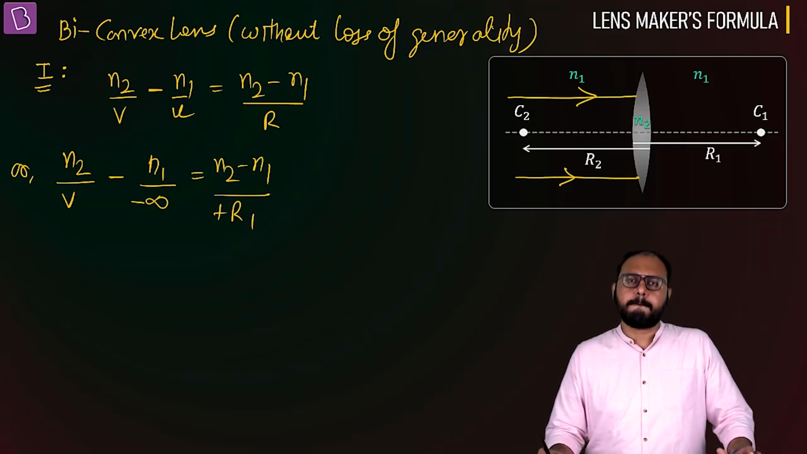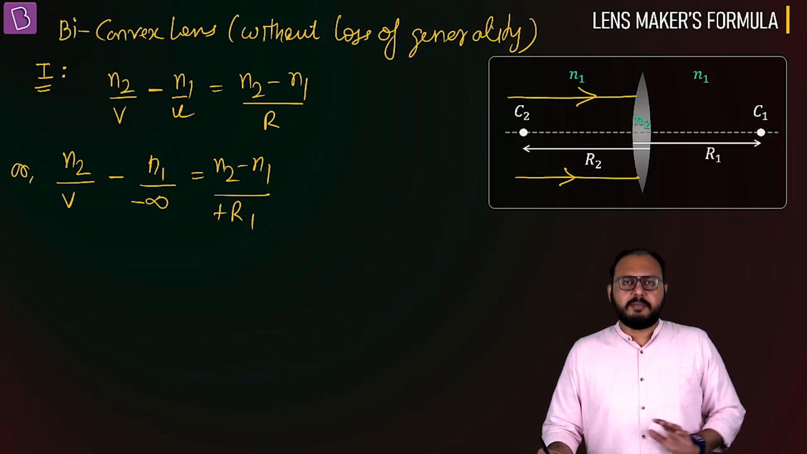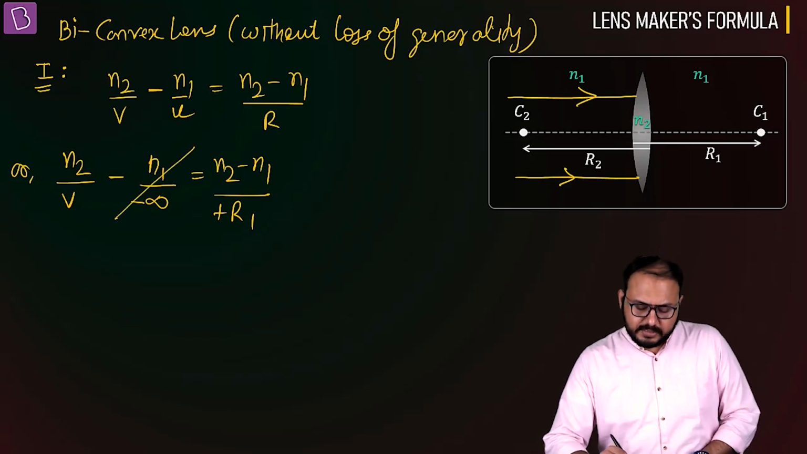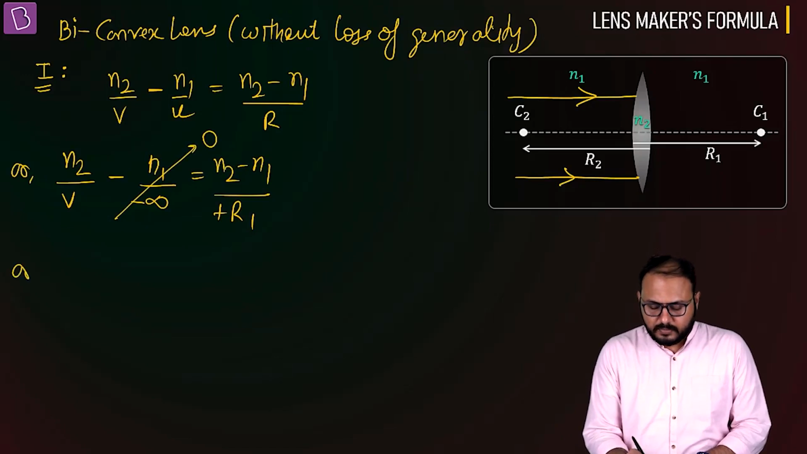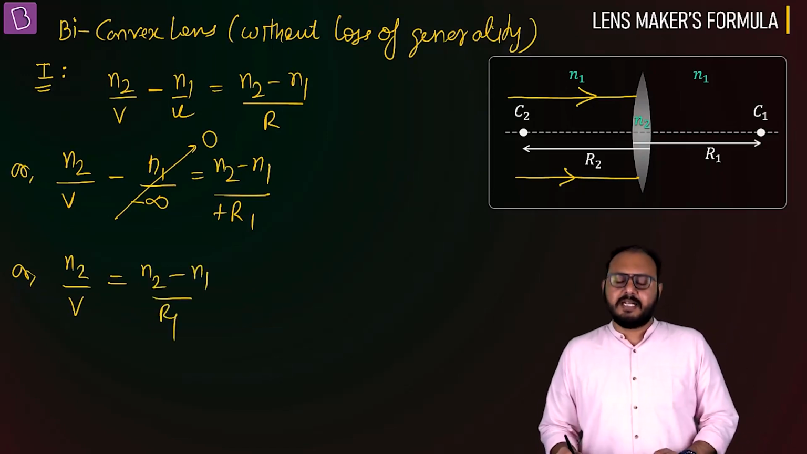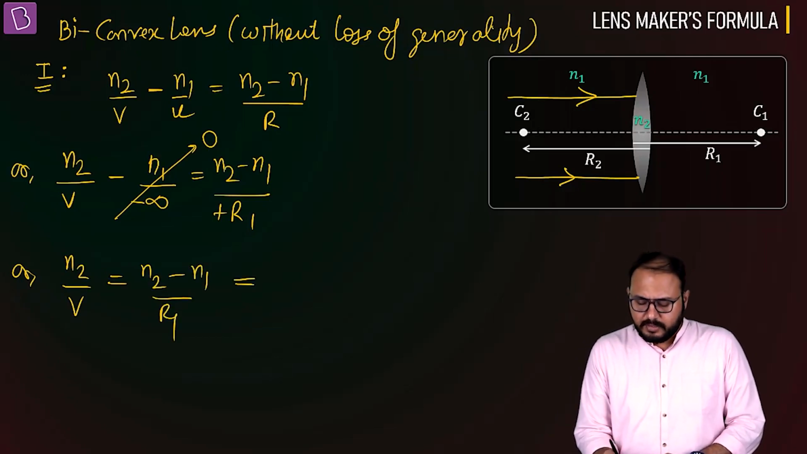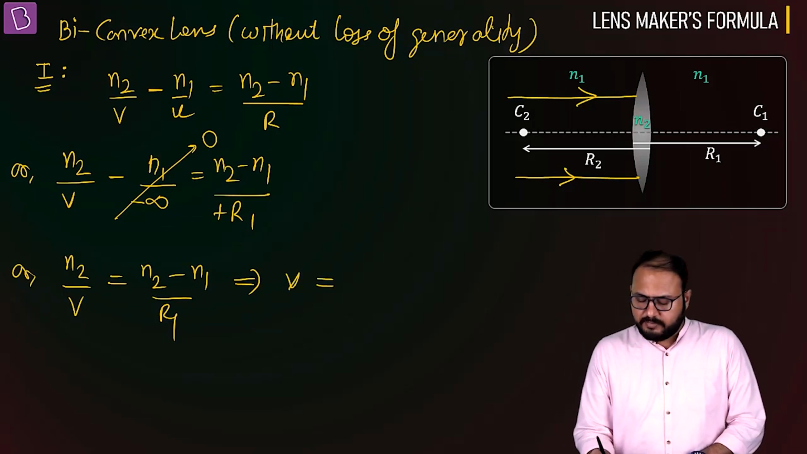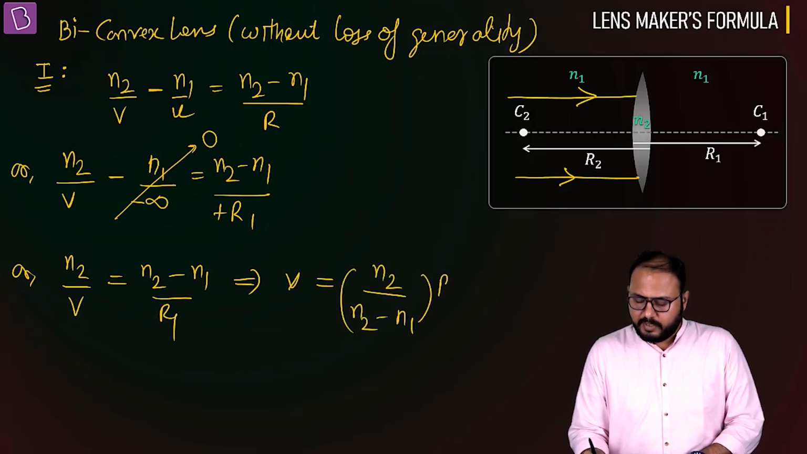Take your time. There is no rush. For the first surface, N2 by V is equal to N2 minus N1 by R1. Is this clear so far? Yes. That implies V is equal to N2 upon N2 minus N1, times R1.